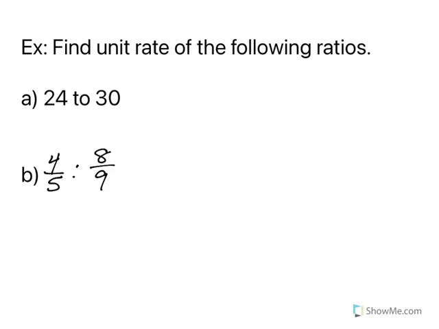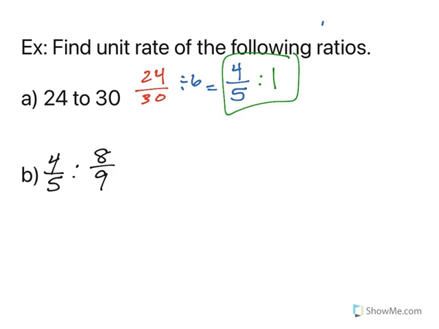Okay, so we have 24 to 30. So first things first, I reduce best when I'm looking at it as a fraction. That's just a personal thing. And I see that 24 and 30 are both divisible by 6. So 24 divided by 6 is 4, and 30 divided by 6 is 5. So this is a reduced rate, right? Or we've simplified the ratio. If I want to make it a unit rate, I'm just going to make it compared to 1. So 4/5 to 1.